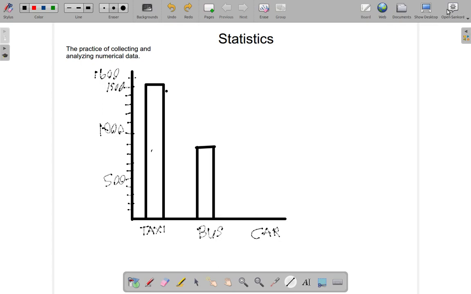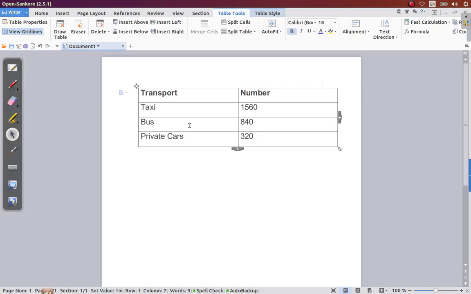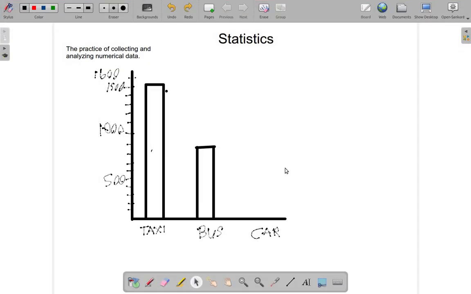Alright. Cars went up to where? 320. Private cars 320. So 1, 2, 3, a little bit above 3. So I'm going up this way, a little bit above 3 for 320. Alright, so that is my bar chart.